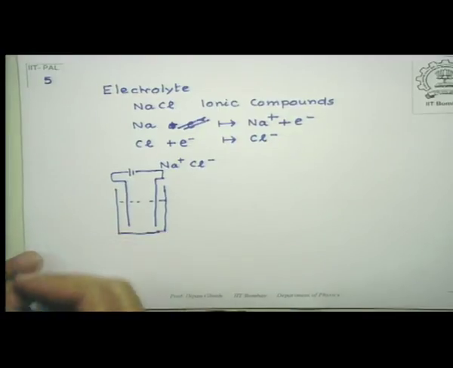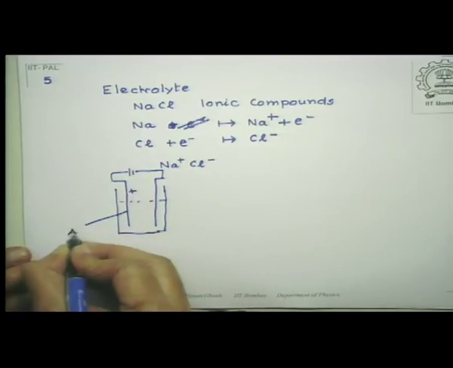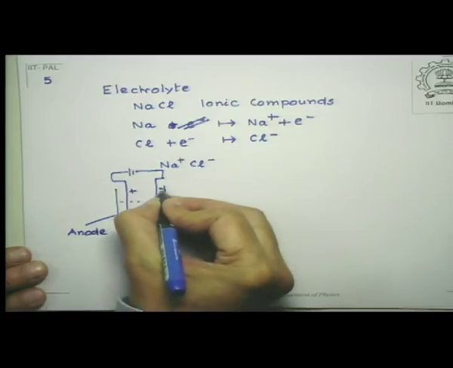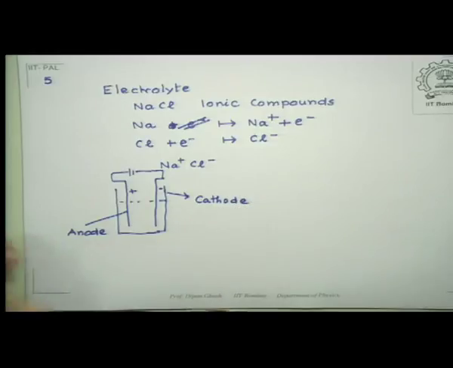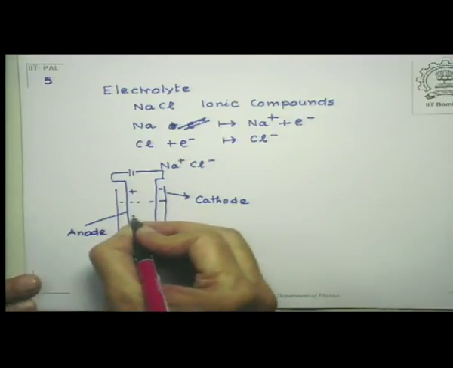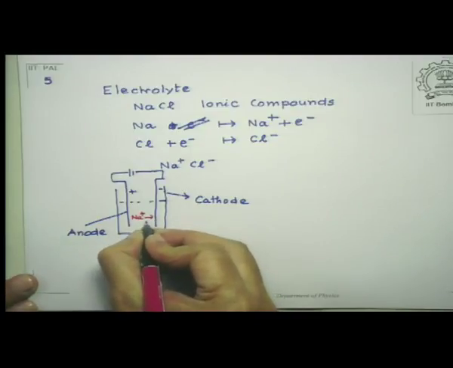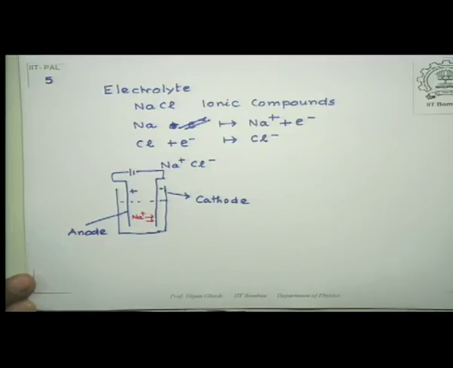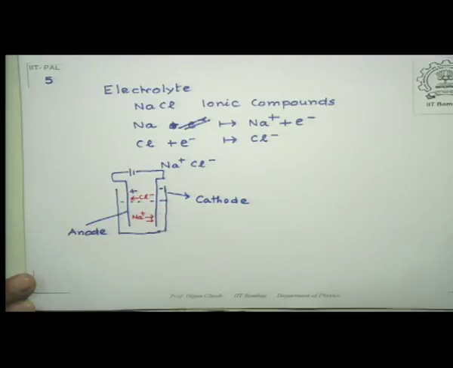So in our usual language, this is a positive electrode, also called an anode. This is a negative electrode called a cathode. Now look at this. Since the cathode is negative, it has the ability of attracting the sodium plus ions. So the sodium plus ions will start moving in this direction. Likewise, the chlorine ions would move in the reverse direction.